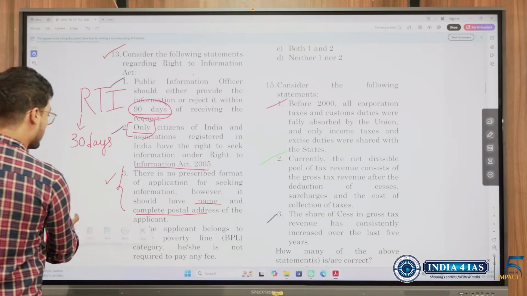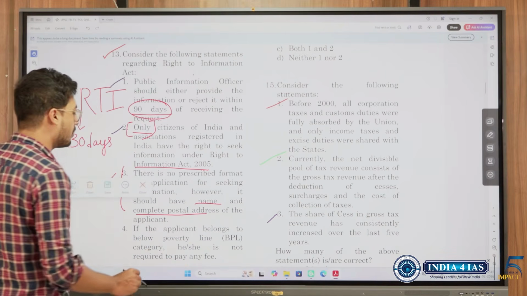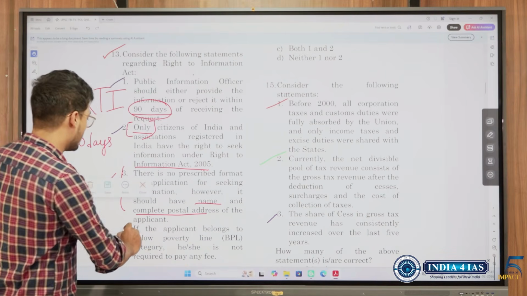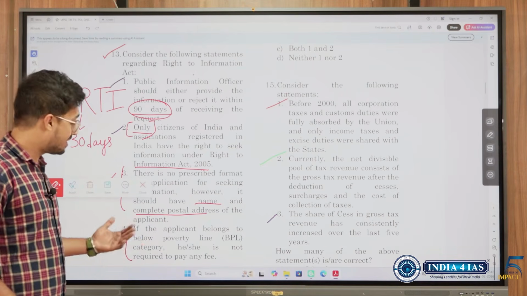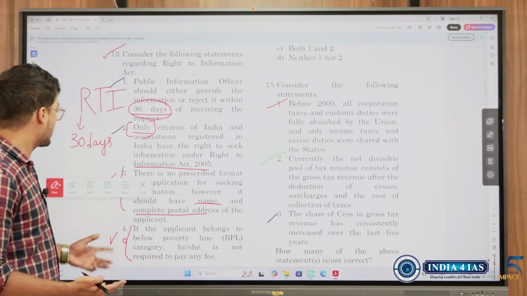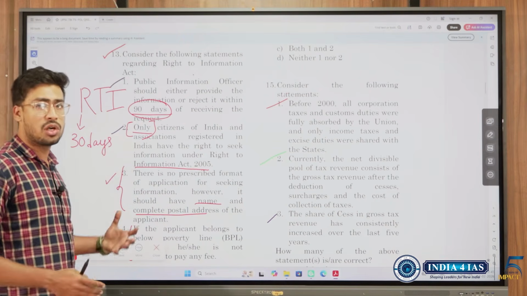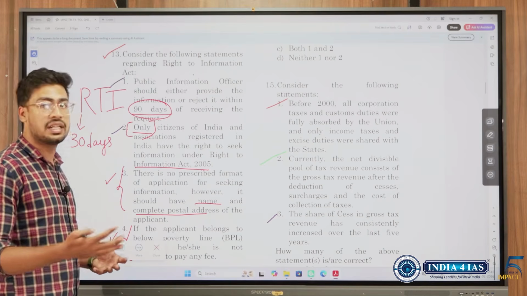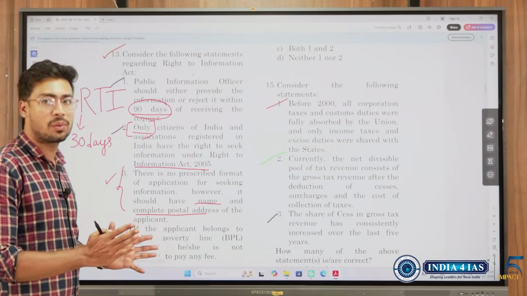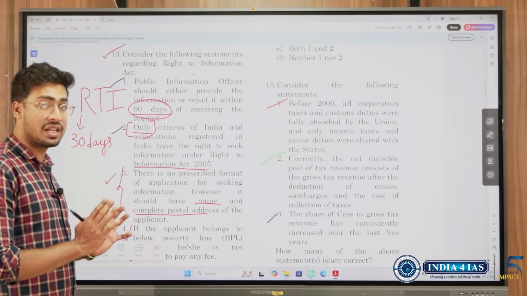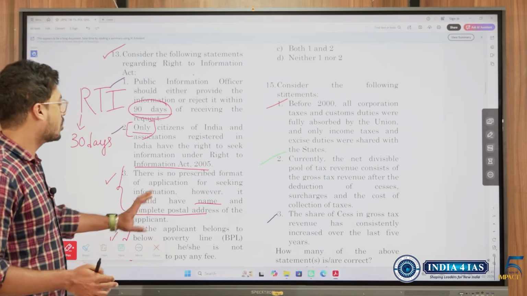Another one is, if the applicant belongs to the BPL category, he or she is not required to pay any fee. Look, these are basic things. Now, since he is BPL, we exempted him from paying the fee. Now these statements tend to be correct. There is no need to doubt them. Now even see here, this RTI thing, we want the majority of the people to participate in it. So we do not want to prescribe a stringent format or formalize the process such that most people are not included. So that is why we keep it simple.